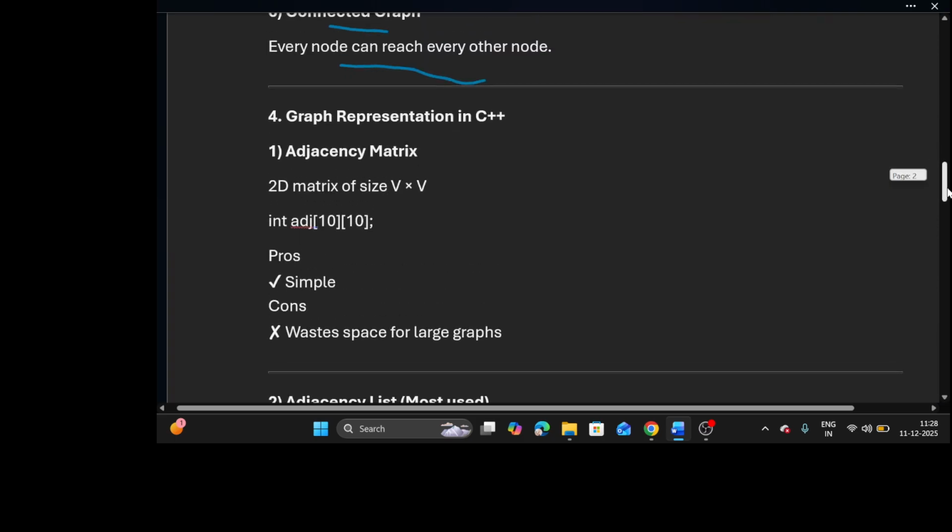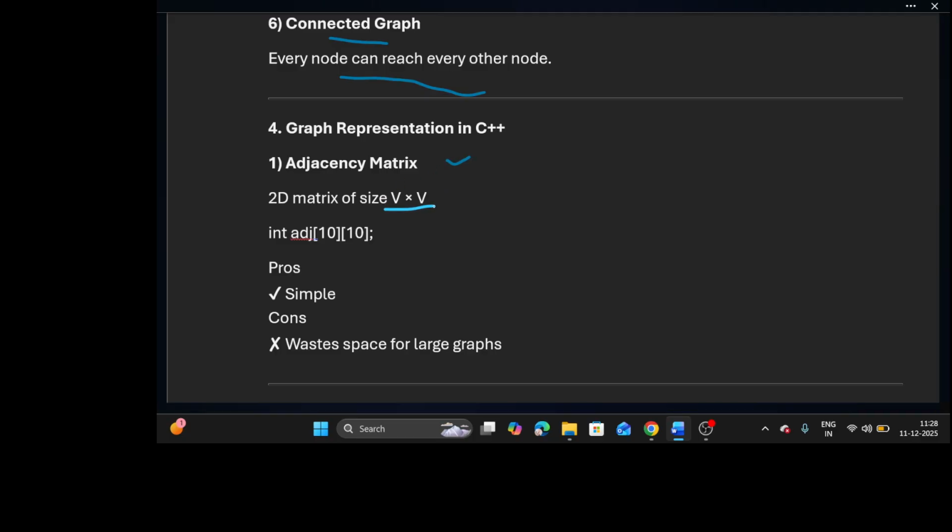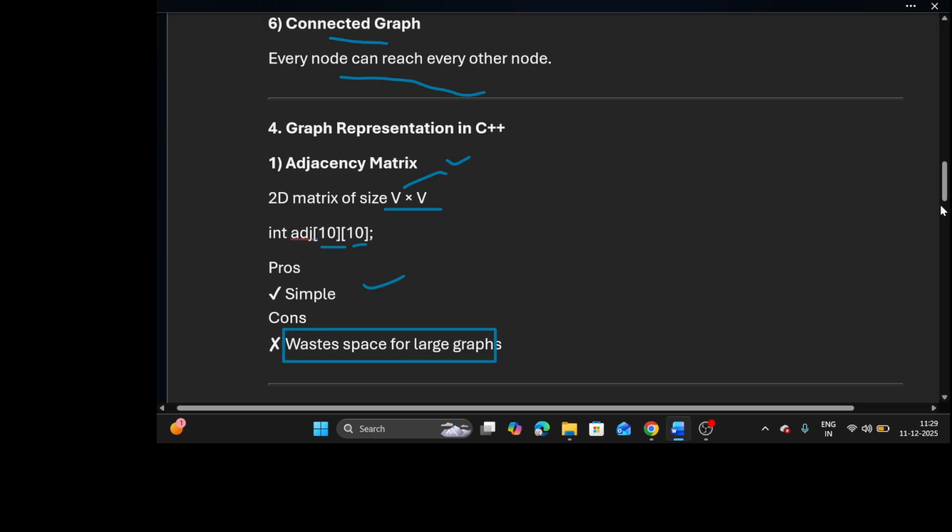Graph representation in C++. Okay, so there is the adjacency matrix, a 2D matrix of size V cross V. V, everyone knows, means vertices. Pros: these are simple. Cons: they waste space for a large graph.